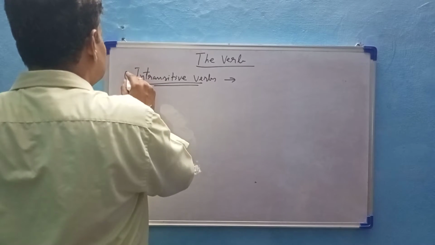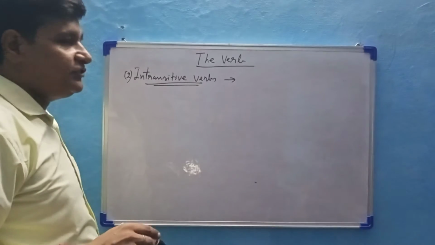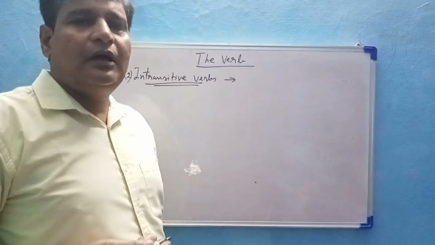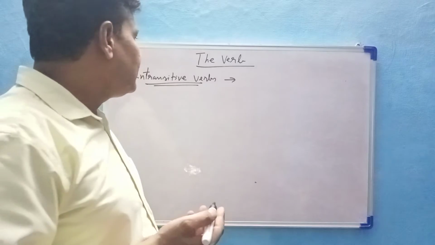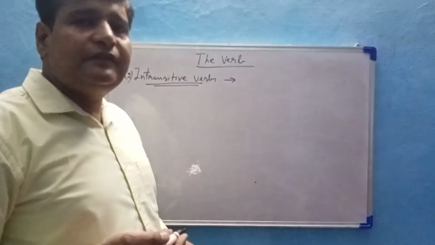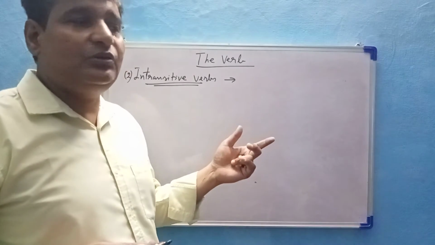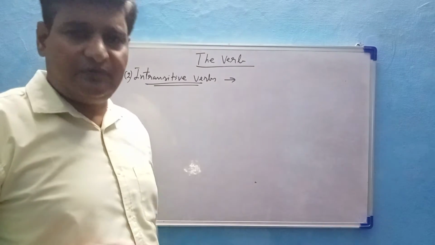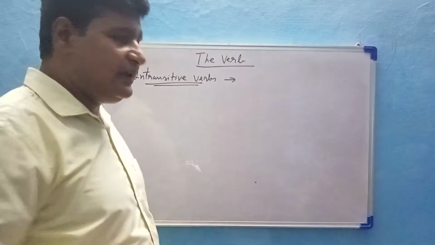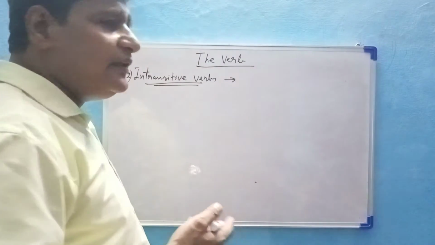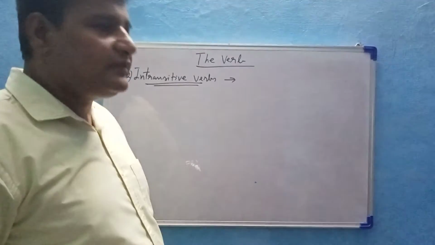Intransitive verbs. Intransitive verbs don't take any object. Intransitive means not passing over. Here the action stops at the verb, at the subject itself. The action doesn't pass. And there is no object. So there is no chance of that.